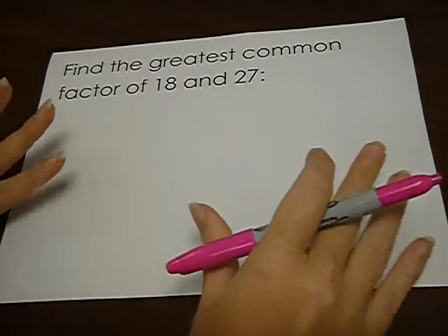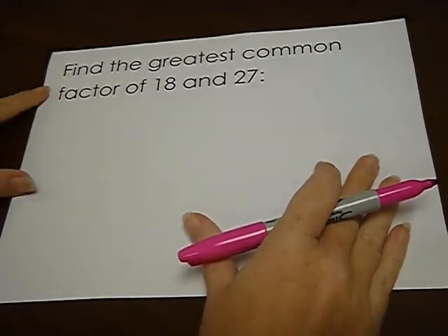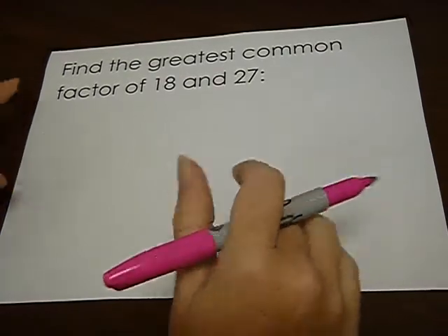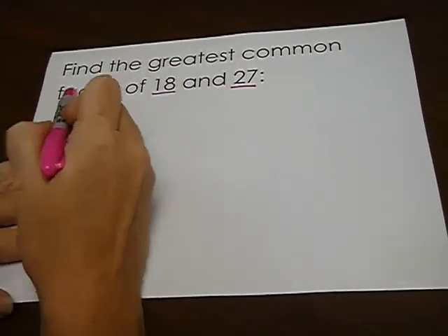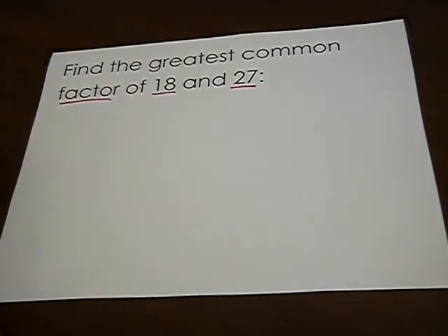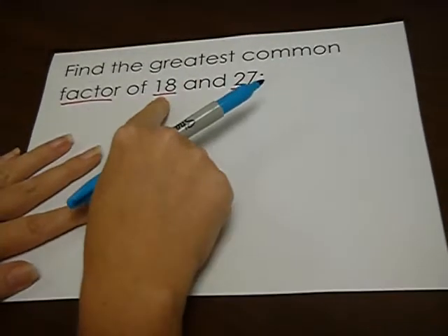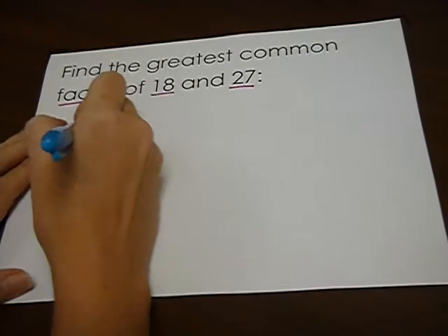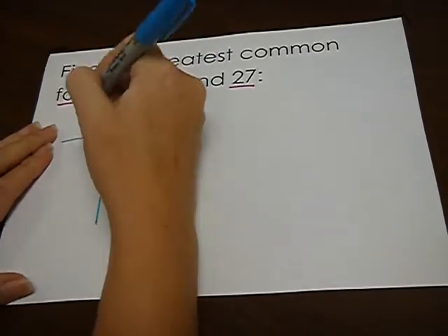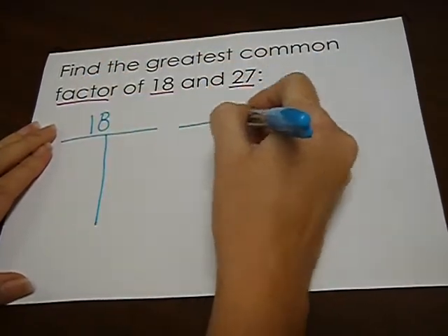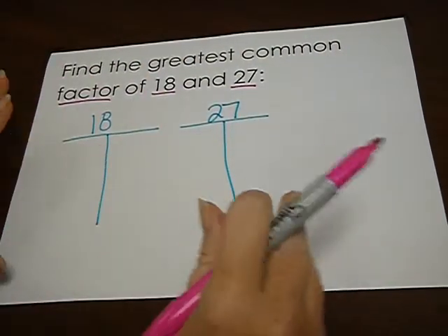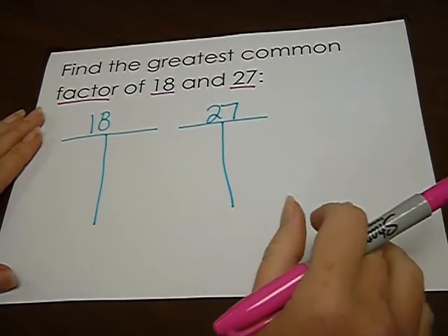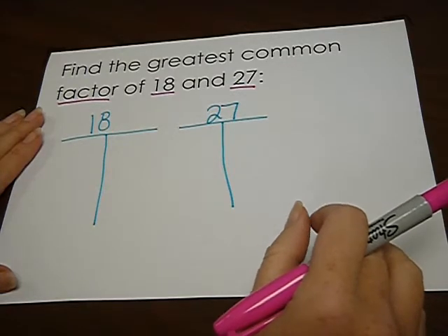Okay, this is part 2 of the review. Find the greatest common factor of 18 and 27. The greatest common factor is when I use my t-charts. So I'm going to do a t-chart for each of these numbers. And I need to find all the factors for them. And remember, we learned about using a system and going in order.